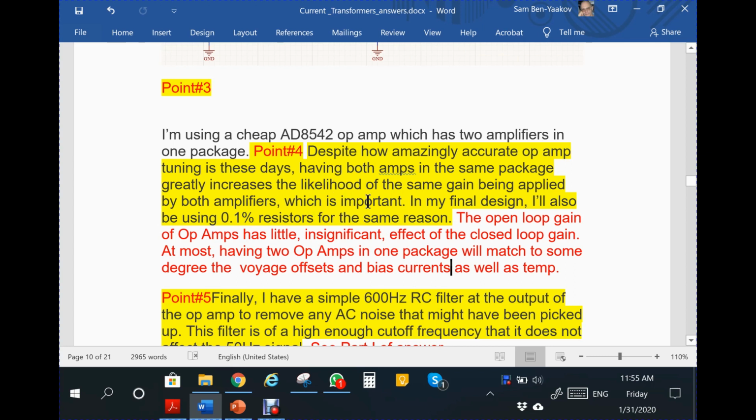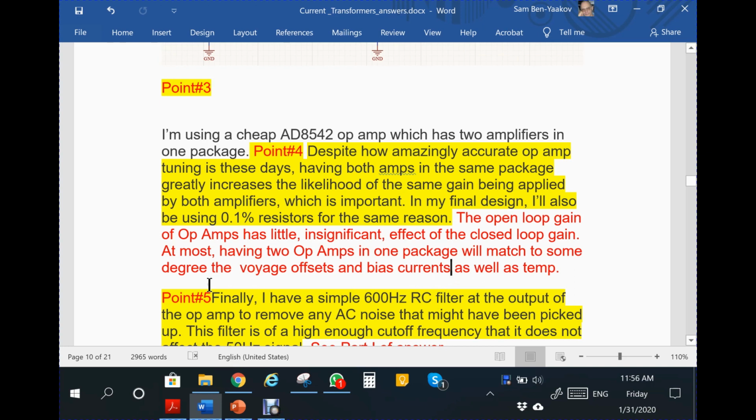Well, the open loop gain of an operational amplifier has little and really insignificant effect on the closed loop. This is the beauty of the operational amplifier. The open loop gain can change a lot, 10%, while the closed loop will change very little. That's basics of feedback theory. So saying that because the two amplifiers are in the same package, they'll have the same gain, and this will cause the same output in closed loop, is just incorrect.